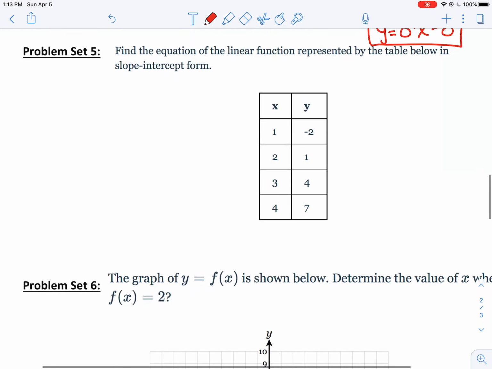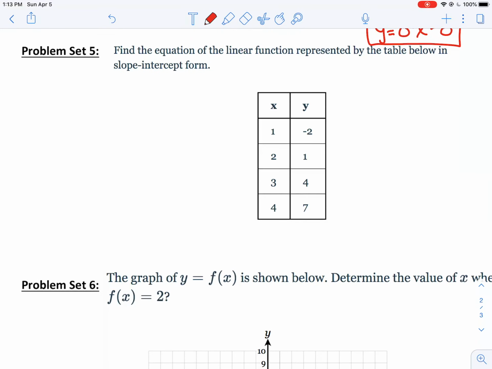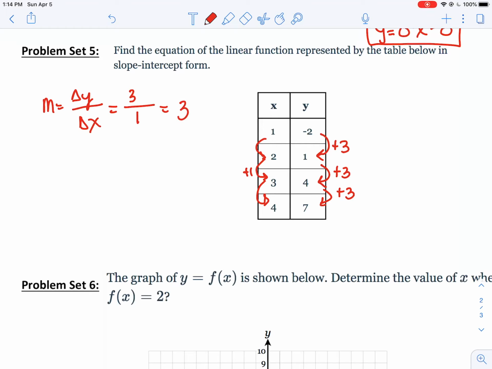Number 5 says find the equation of the linear function represented by the table below in slope-intercept form. So the exact same thing. First we want to find my m, which is triangle y over triangle x. My triangle y, or my pattern for my y's, how do I go from one y to the next? I add 3. My triangle y is 3. My triangle x, how do I go from one x to the next? I add 1. So my slope simplifies to be 3.